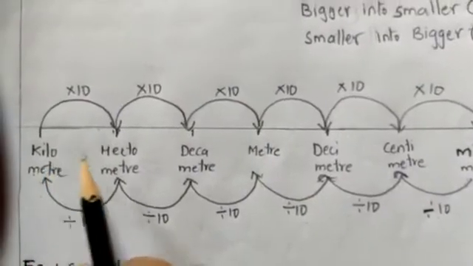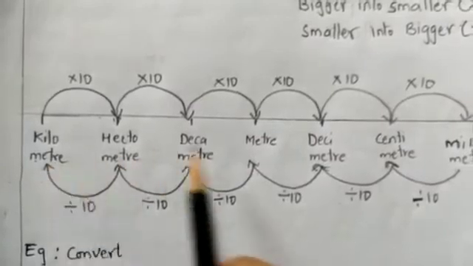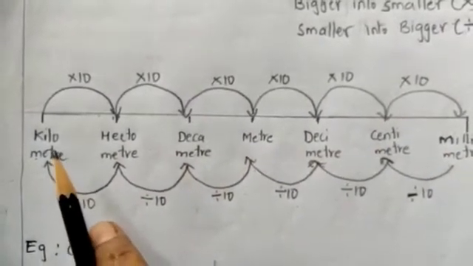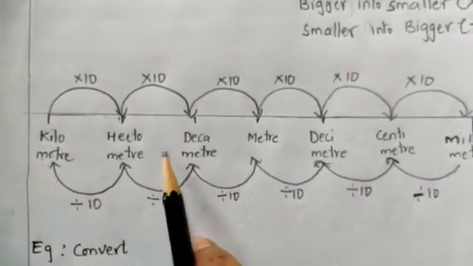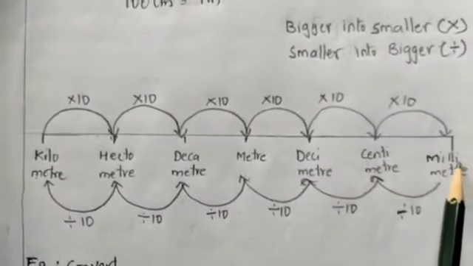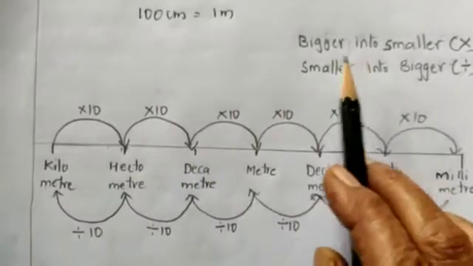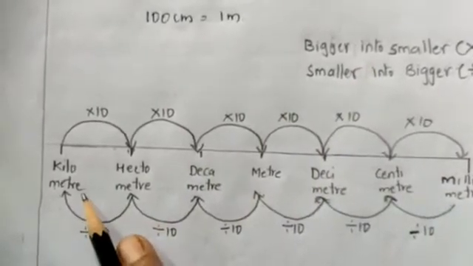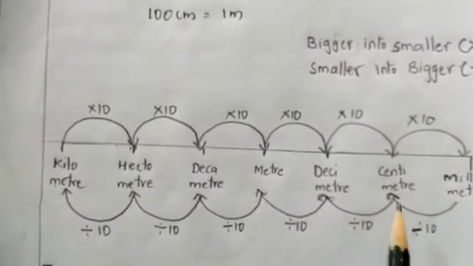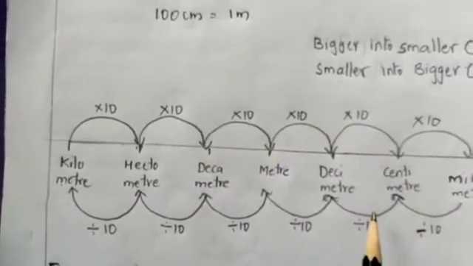Children, these are the metric units of length. These units are arranged from big to small. So once again I am reading the units: kilometer, hectometer, decameter, meter, decimeter, centimeter, millimeter. When you are converting bigger unit to smaller unit, you have to multiply. When you are converting smaller unit to bigger unit, you have to divide.